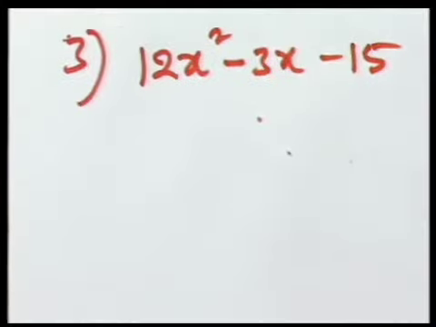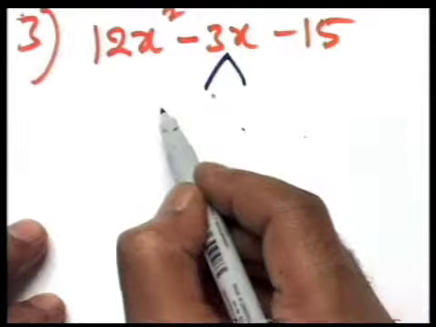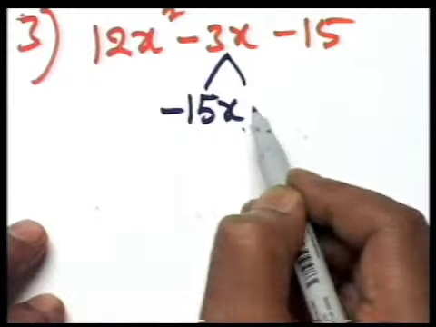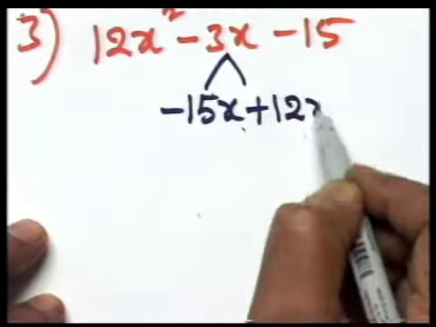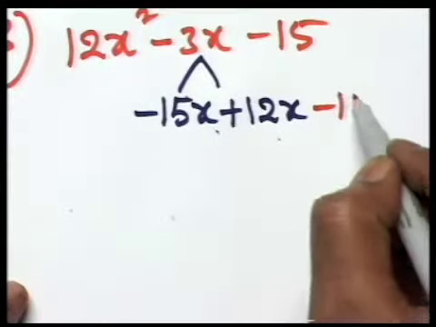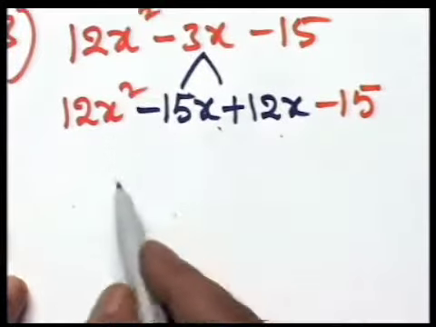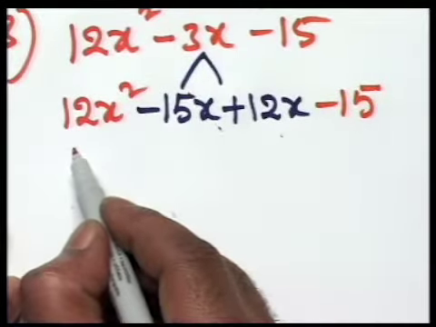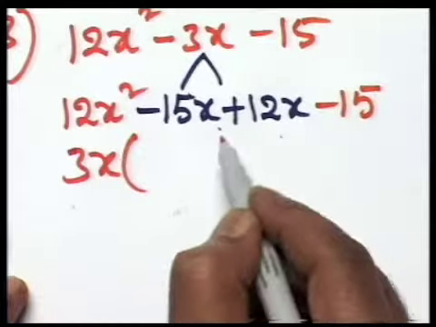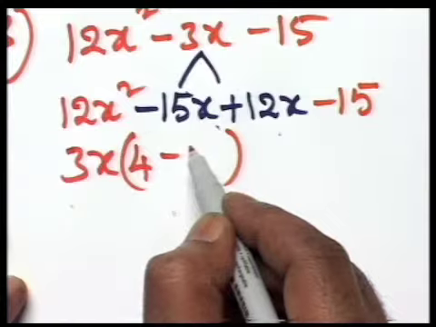So that's quite simple. Split the middle term as a minus 15x and a plus 12x. The last term stays the same, which is minus 15, and the first one is 12x squared. From those two, 3x is common, and inside the bracket 3 times 4x is 12x, and minus 3 times 5 is minus 15.